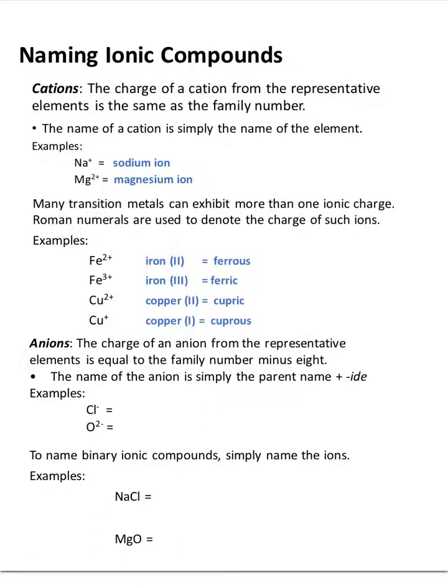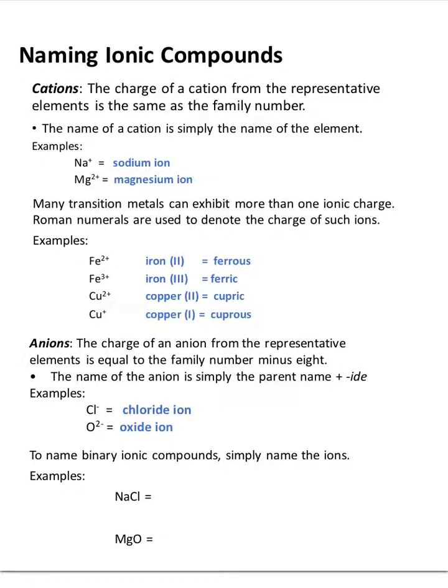So if we look at chlorine, we would take the parent name chlor, take off the end, and just stick "ide" onto the end of it. So it would become the chloride ion. If you look at oxygen, we would keep the root name, the parent name, ox, take off the end and add "ide" to it. So it would become the oxide ion. That's how it goes if you're trying to name just individual ions.